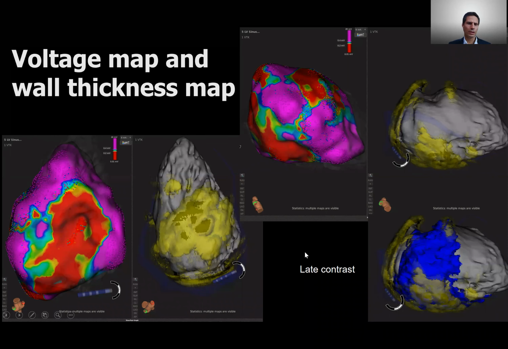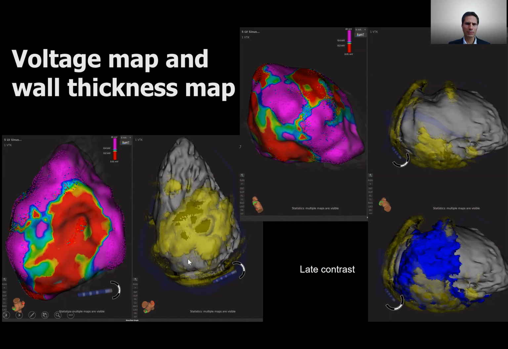So we went back and we started with a substrate map. This is the inferior wall there. This is where we ablated the isthmus, and this was not capturable. So what we did during the initial procedure 1 year ago was still effective.